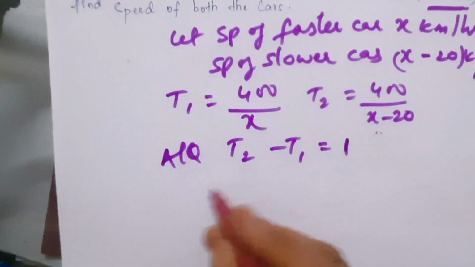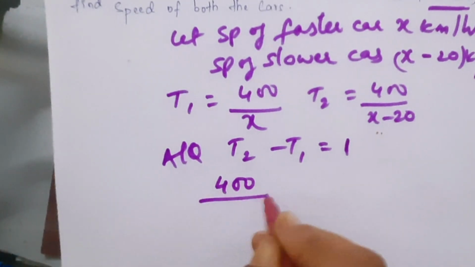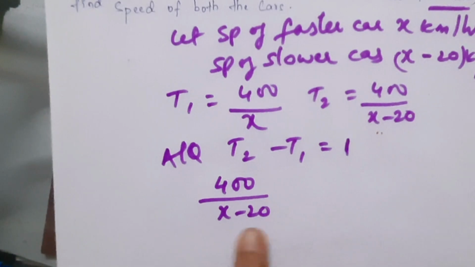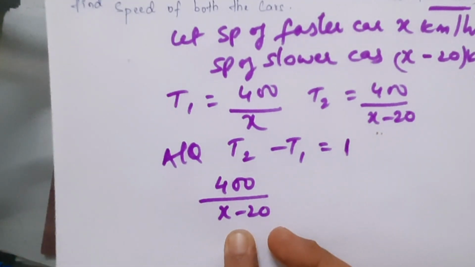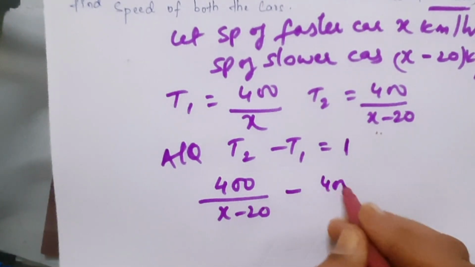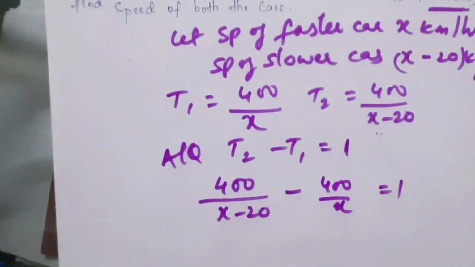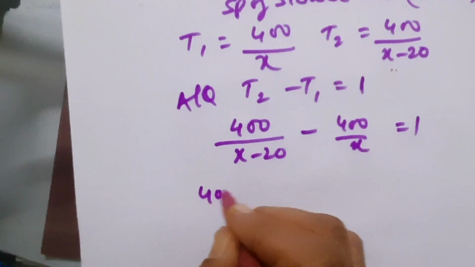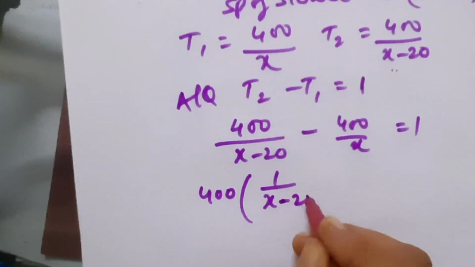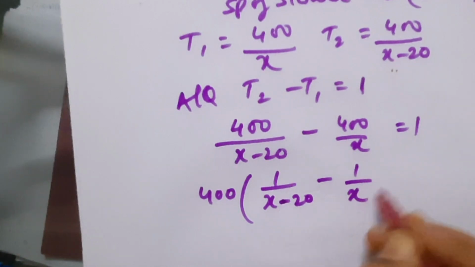So let's write out all the conditions. 400 upon x minus 20. This is the simple logic you need to remember: if we are subtracting, we will take that first; if we are adding, that is to be taken afterwards. Minus 400 upon x is equal to 1. Again 400 taken common, so 400 into 1 upon x minus 20 minus 1 upon x.